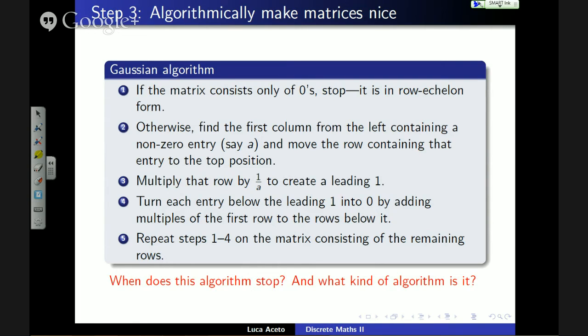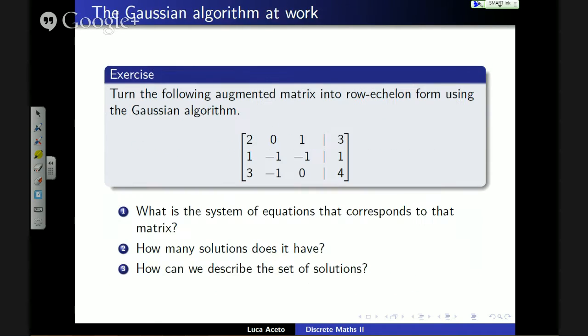Okay, so this is how it works. Let me show you how you can use this. Let's do an exercise first. So here's an augmented matrix. What we want to do is put it into row echelon form using the Gaussian algorithm. So we can do it by hand. Let's do it by hand once in our lives.